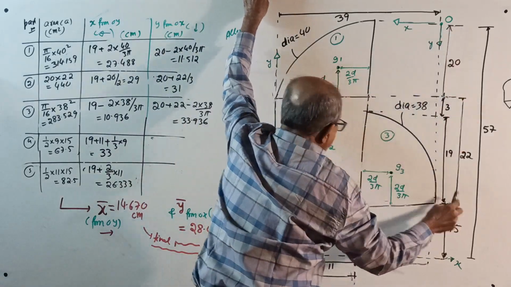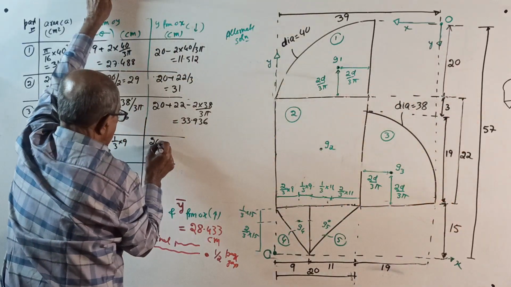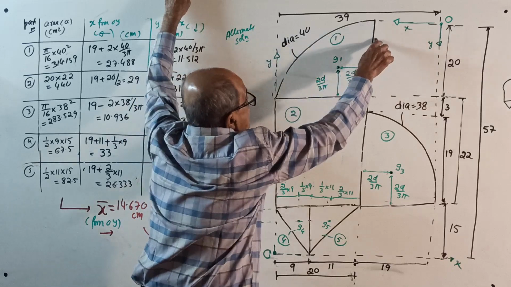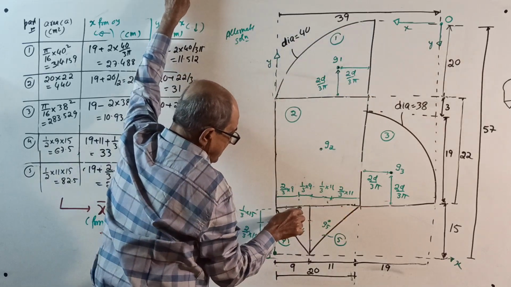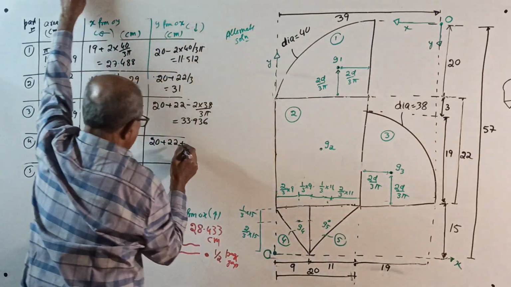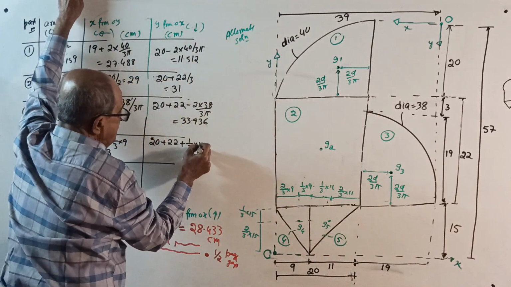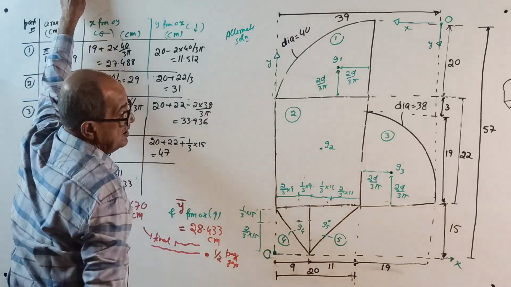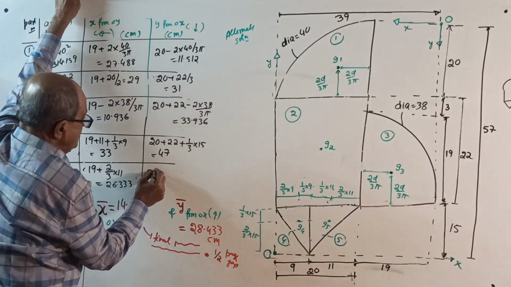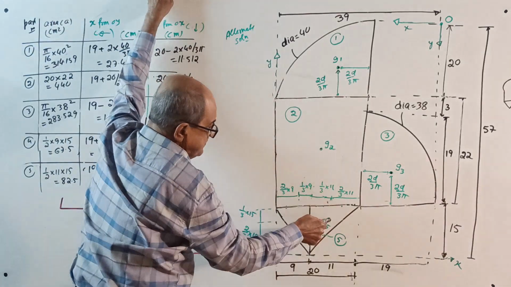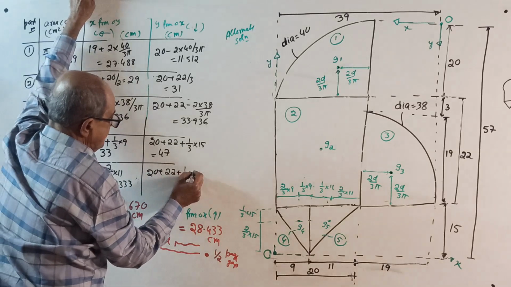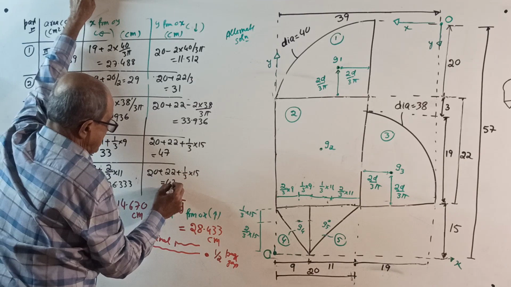20 plus 22, 20 plus 22 plus 1 by 3 of 15. 1 by 3 of 15 is 5. 47. 47. Figure this also, same thing. Once again, same for this also. 20 plus 22 plus 1 by 3 of 15 is 47.